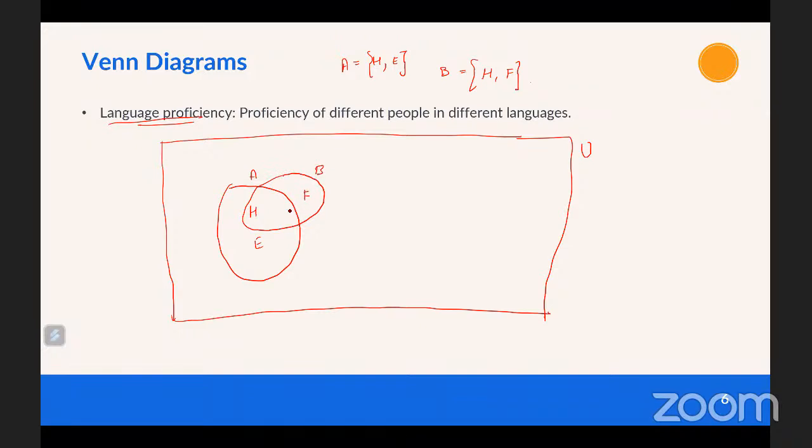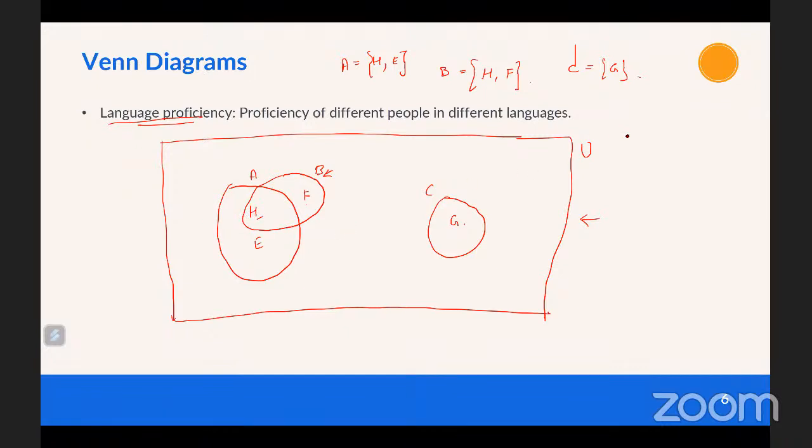So this Hindi will be in the set of languages which is spoken by the person B, and French will be here. So what does this set B represent? It represents the languages which are spoken by this person B. So he speaks Hindi and French. Now we have a person C who only speaks, suppose, German. So German will be outside this set. So it will be here. So he speaks only German. So in this way we can make a Venn diagram which represents different sets.